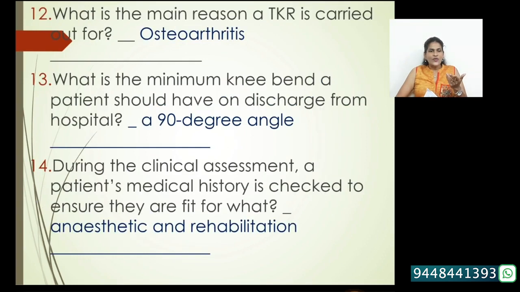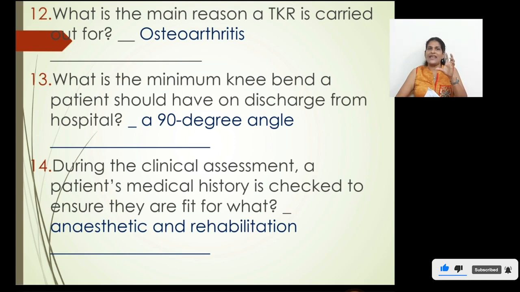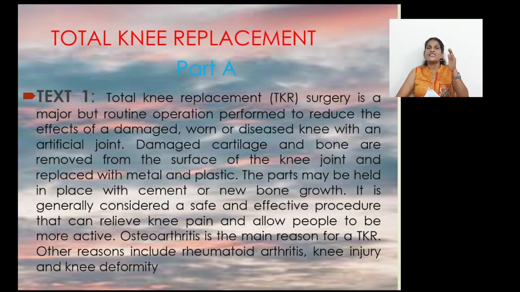Okay. What is the next question? The 12th question is, what is the main reason a total knee replacement is carried out for? Main reason. See, again here they have given "main". There may be many reasons to do a total knee replacement, but what's the main thing that we do? When we go for the main reason, we go to text A, because text A will tell you the definition and why you do total knee replacement. So it is given: osteoarthritis is the main reason for a total knee replacement. See, the answers are right here.